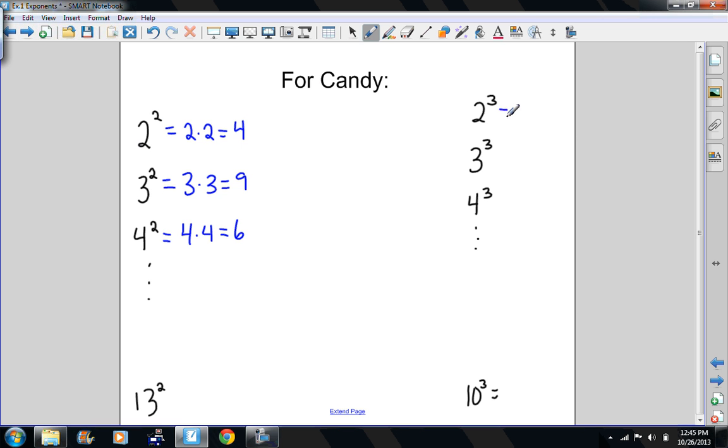2 cubed then would be 2 times 2 times 2, which is 8. 3 cubed would be 3 times 3 times 3, or 27. 4 cubed is 4 times 4 times 4, which is 64. So if you give me the squared list and the cube list, you'll get a piece of candy.